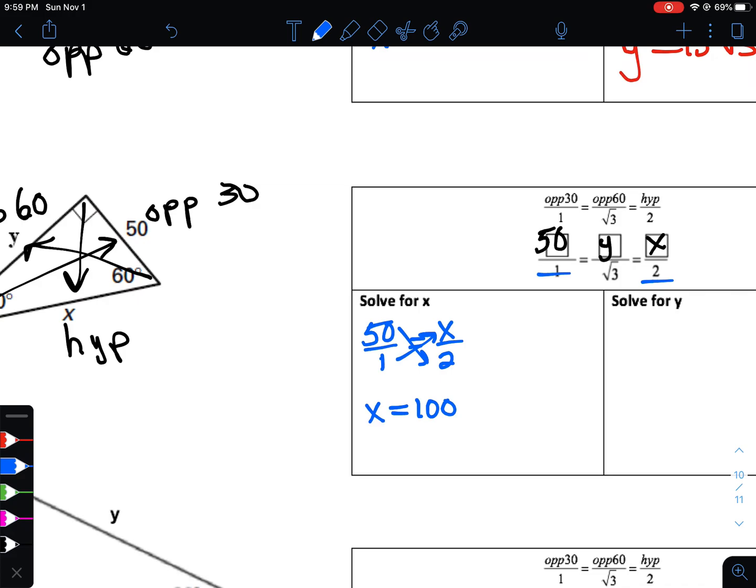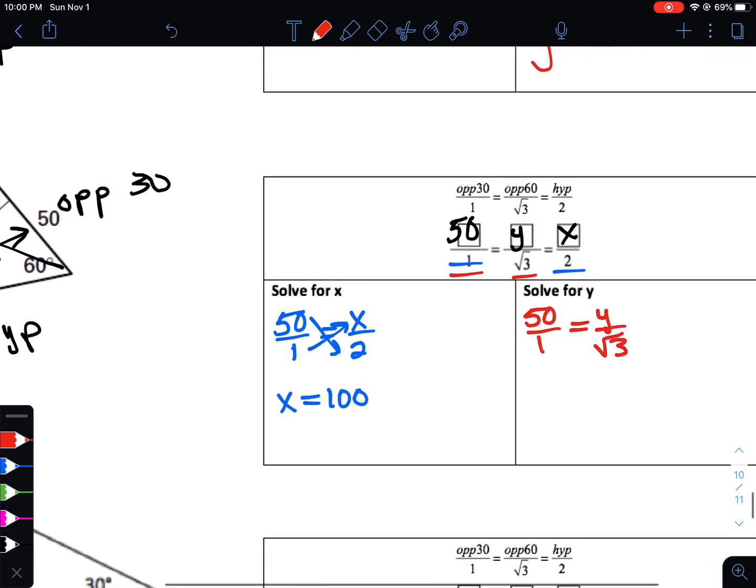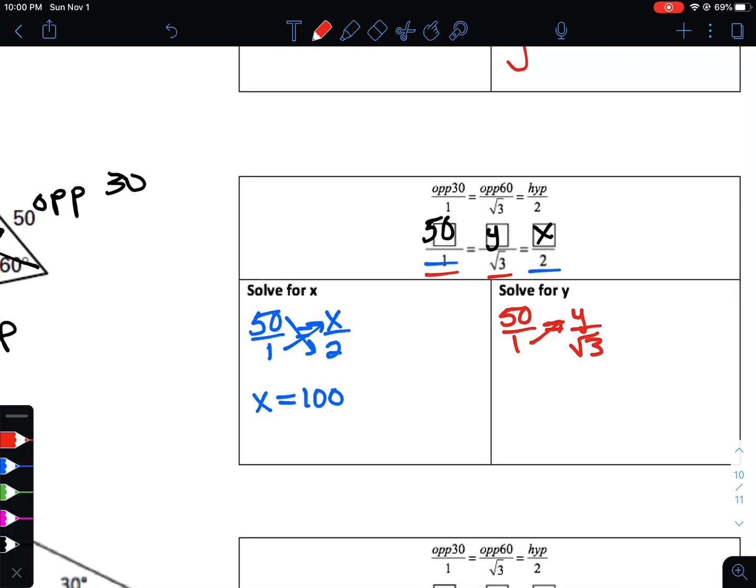For the next one, for y, we'll do kind of the same thing. We'll still use the 50 over 1, but now we're going to set that equal to y over the square root of 3. All right, so then solving for y, we're just going to cross multiply. 1 multiplied by y is 1y. 50 multiplied by the square root of 3 is 50 square root of 3. And actually at that point, we are done.